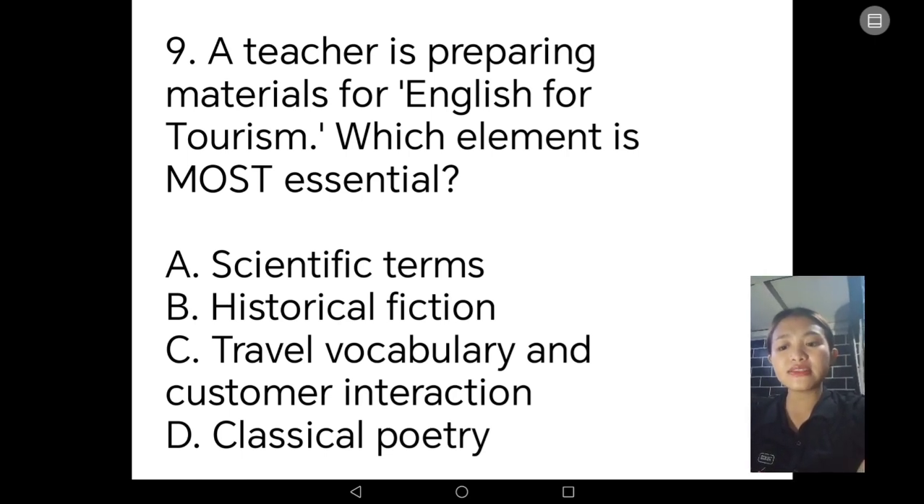Number 9. A teacher is preparing materials for English for tourism. Which element is most essential? A. Scientific terms. B. Historical fiction. C. Travel vocabulary and customer interaction. D. Classical poetry.